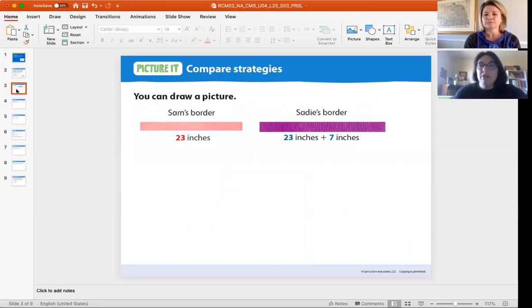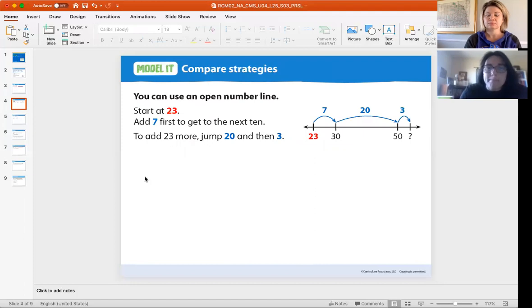So now you can see we can always draw a picture, okay? Starting with Sam's border, we knew that, and then we go to Sadie's border, we knew we had to add, so we could draw a picture to see the two. Again, that's only step one, right? We still have to add them together to get to step two. So drawing that picture was only one step of the problem. You can also use an open number line if you like to add this way. You could start at 23, add 7 to get to the next 10.